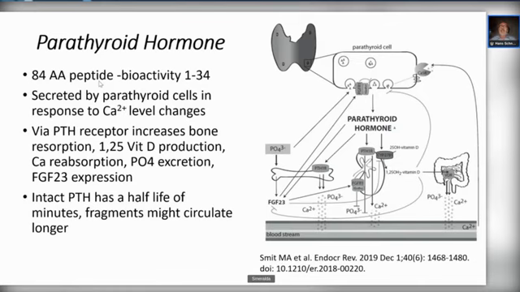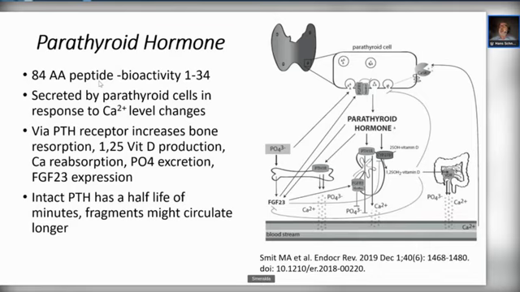This 84 amino acid peptide is secreted from these parathyroid cells in response to changes in the ionized calcium levels. The ionized calcium levels are recognized by calcium sensing receptors, here shown on the right, and the calcium sensing receptor signals for this release of the parathyroid hormone.